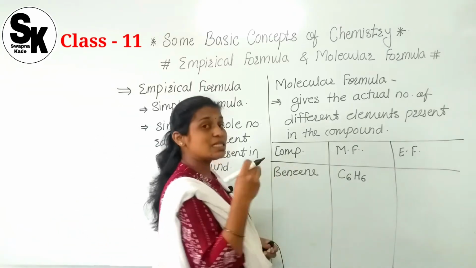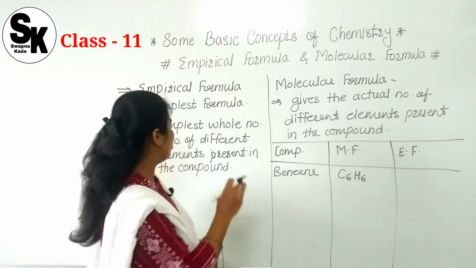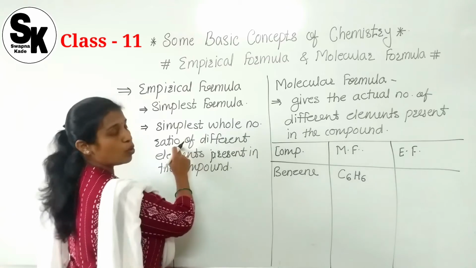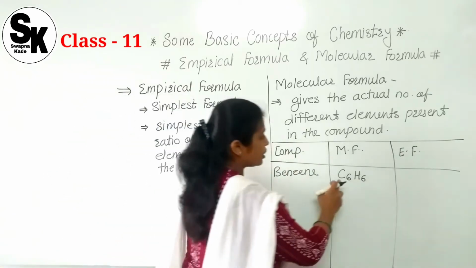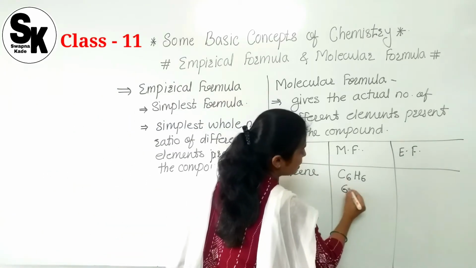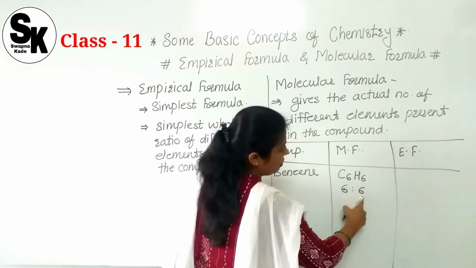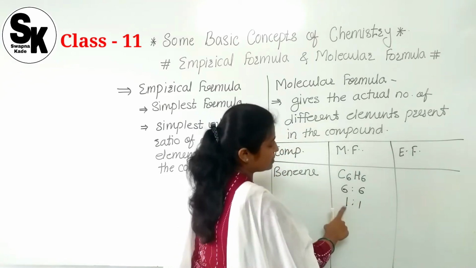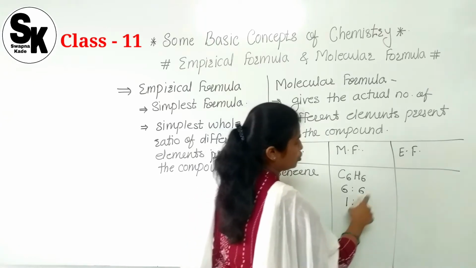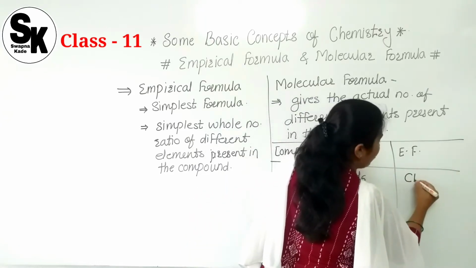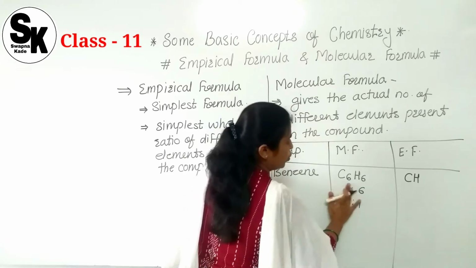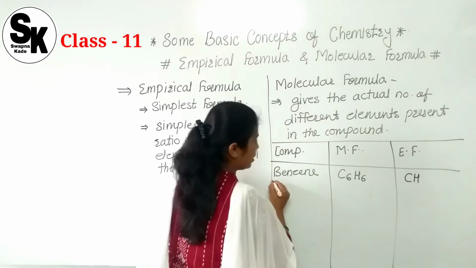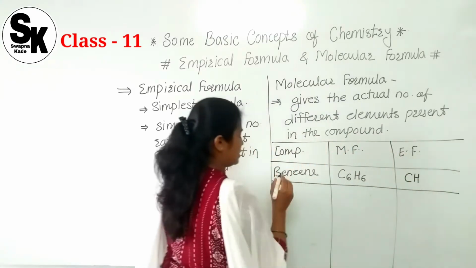Now see, it is the simplest whole number ratio. The 6:6 proportion can also be written as 1:1, and that is the simplest whole number ratio. So its empirical formula will be CH only. Hope I have cleared this. Now we will discuss the next example.